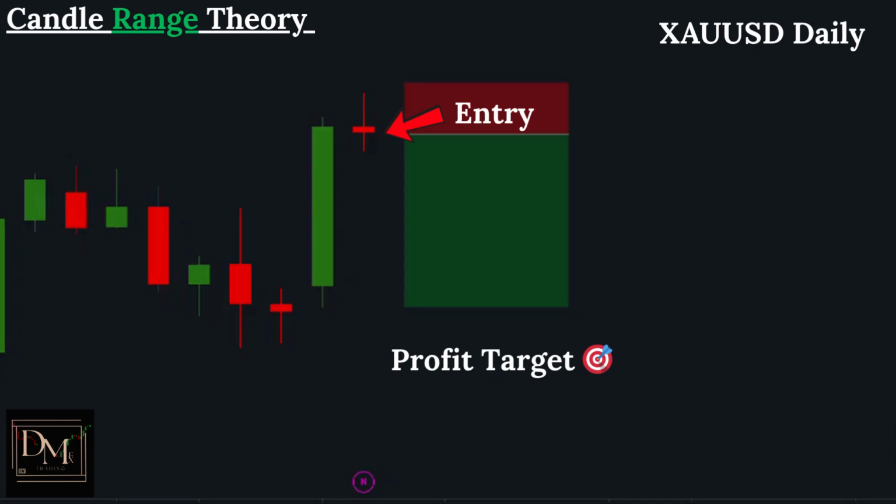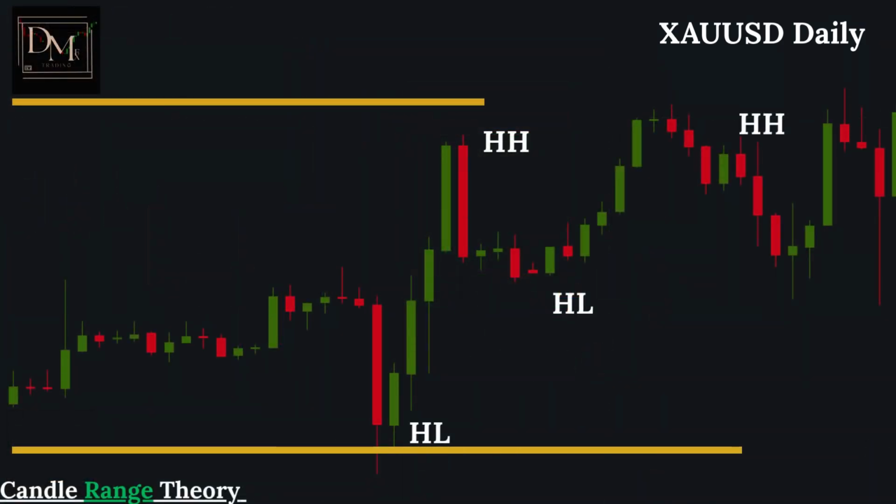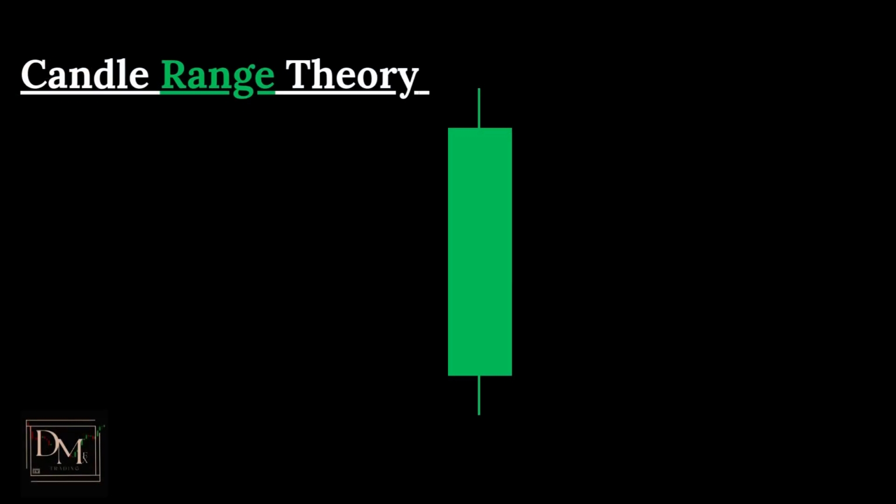If you're still skipping candles, you're skipping profits. Candle range theory exposes how one candle can predict the next major move before it even happens. In traditional market structure analysis, we evaluate price by observing highs and lows, key swing points that mark the beginning and end of price legs. But candle range theory shifts this perspective entirely.